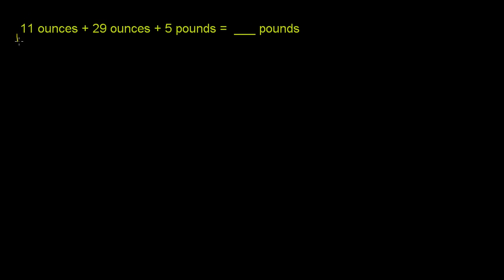So if we just add 11 ounces plus 29 ounces, what do we get? Well, 11 plus 29 is 40. So this right here is 40 ounces. So we need to add 40 ounces to 5 pounds to get a certain number of pounds. So let's convert this right here to pounds, and then once we have that in pounds, we can just add it to that, and then we have our final answer. So 40 ounces, we want to convert it to pounds.